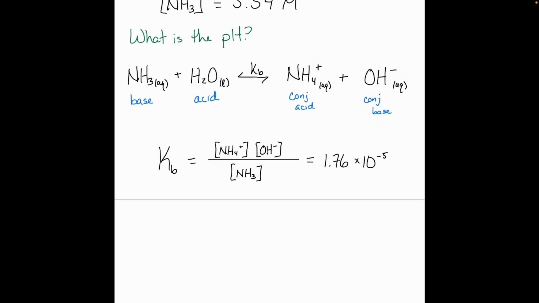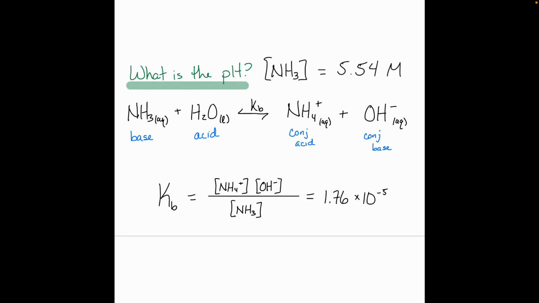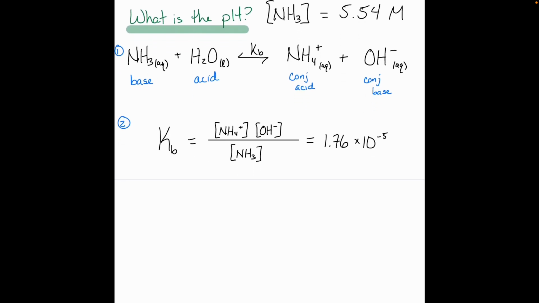All right, so again, our ultimate goal here is to figure out what the pH is of our solution of ammonia, right? The solution that we just calculated has a concentration of 5.54 molar. We have our balanced chemical equation, that's step 1. We have our equilibrium expression, that's step 2. What's step 3? Ice table, right? Whenever we're trying to fill in our equilibrium expression, 9 times out of 10, the strategy is building that ice table.